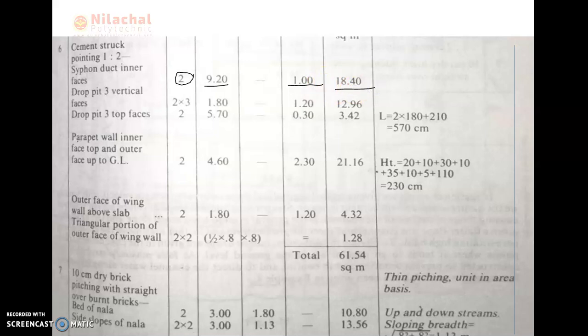Then we go to the drop pit vertical faces. The drop pit is 2 numbers, right? So 3 vertical faces.